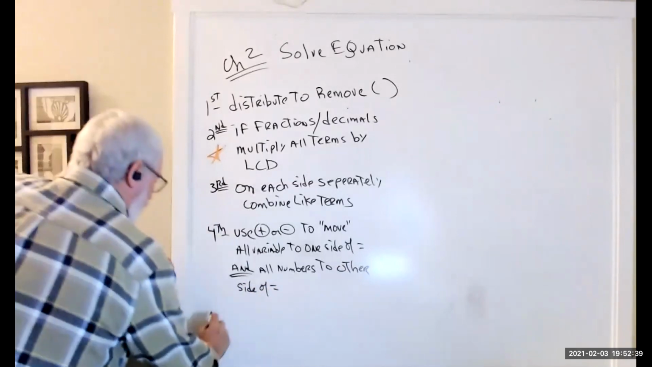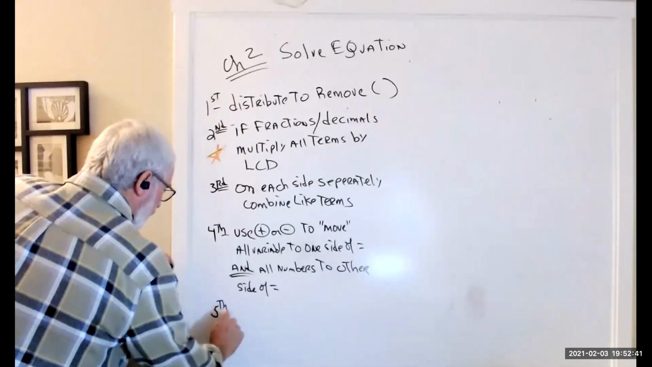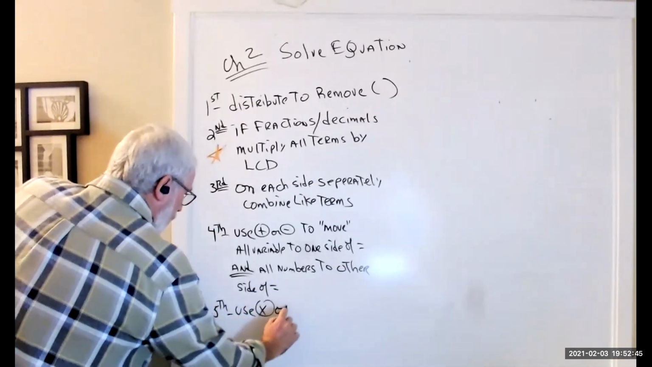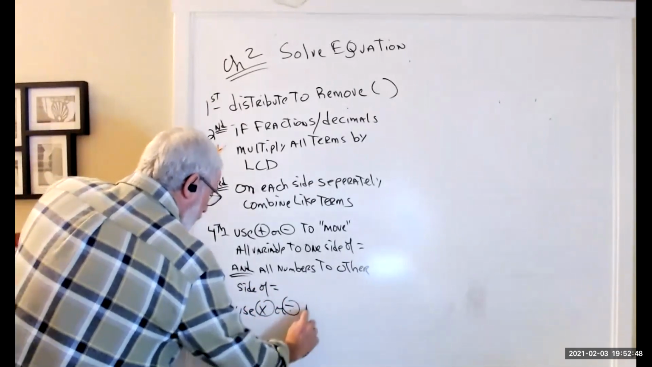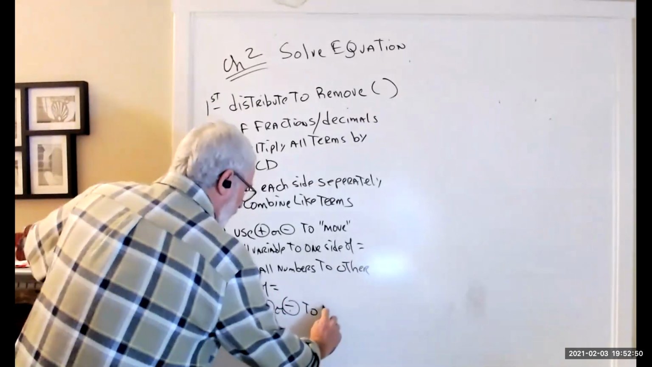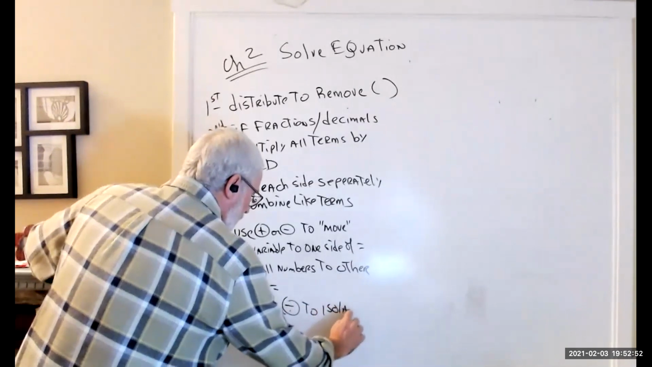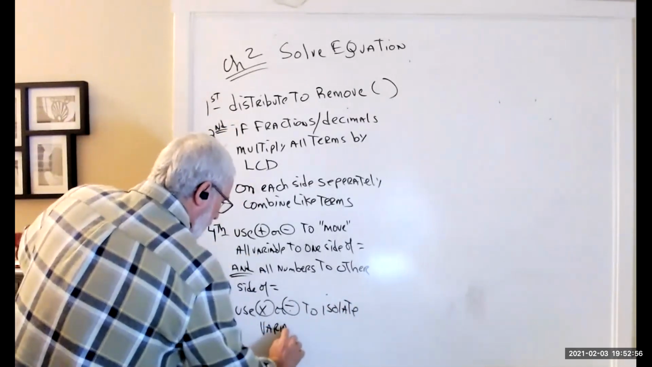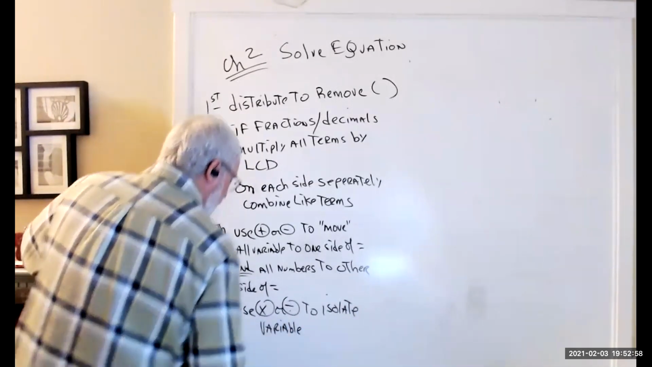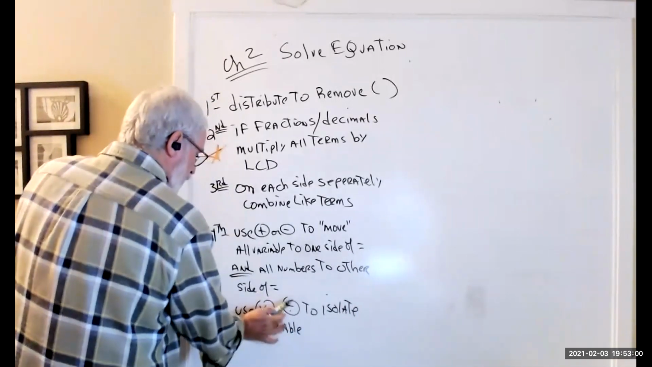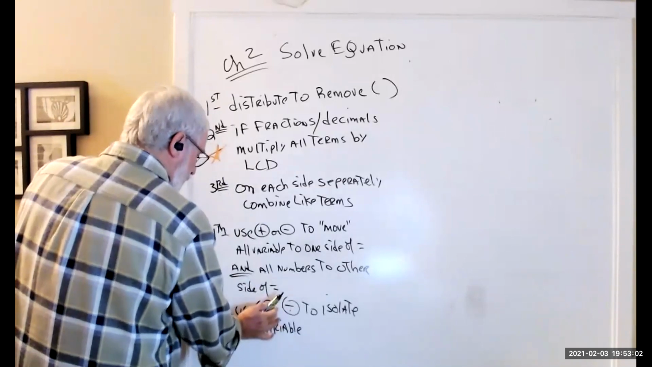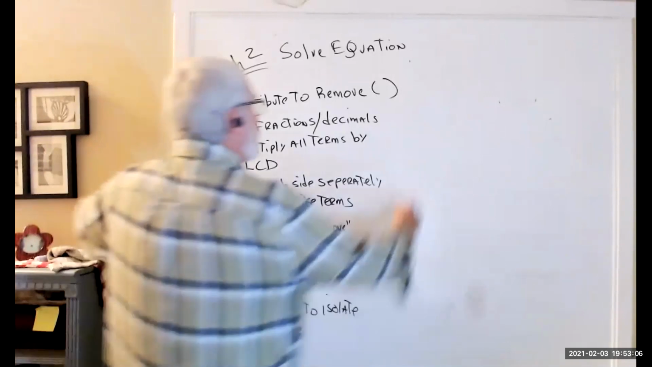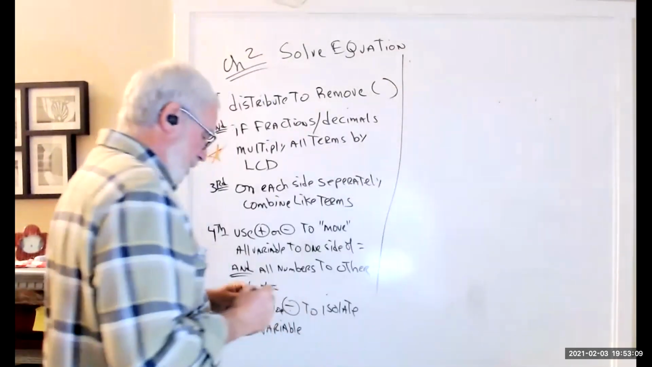Okay. Fifth, and this is the last one. Fifth, use multiplication or division to isolate the variable. Usually, because I have no imagination, the variable is X, but it could be anything you want. All right.